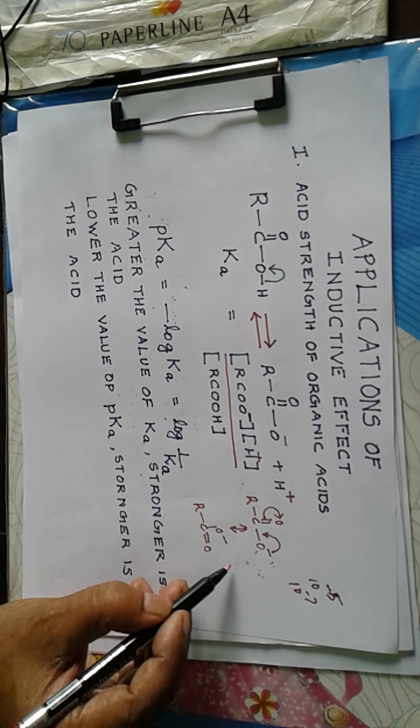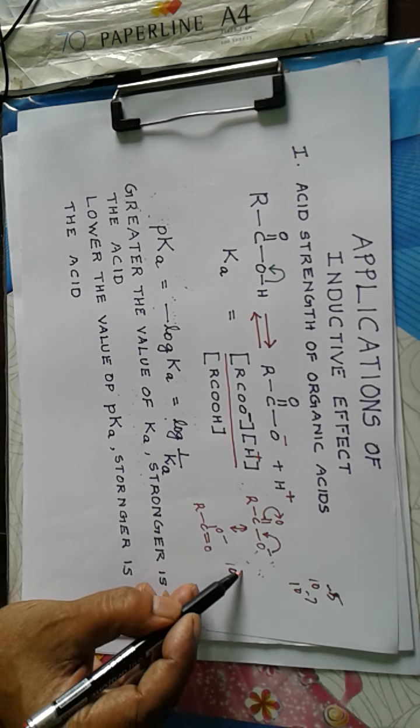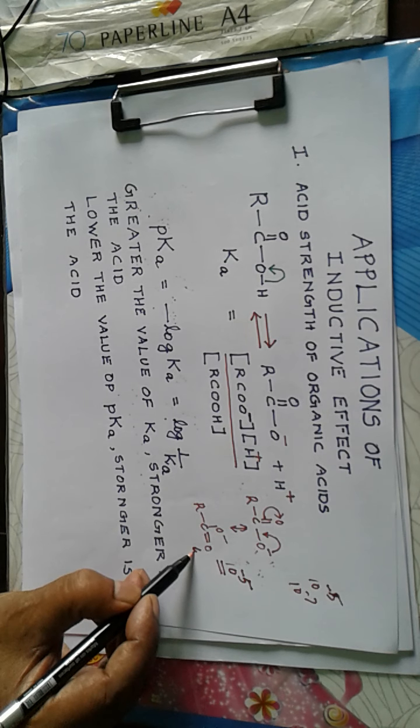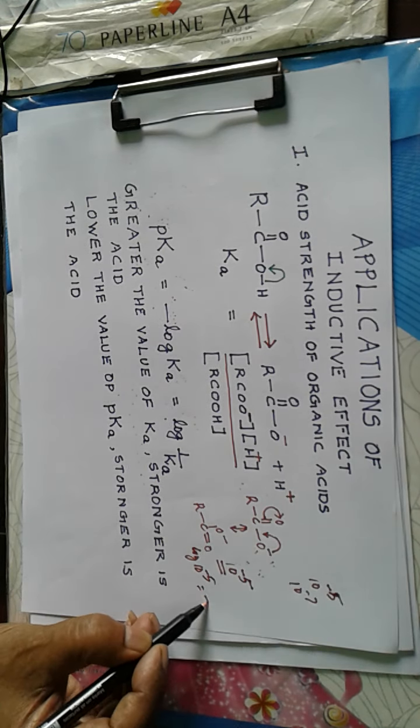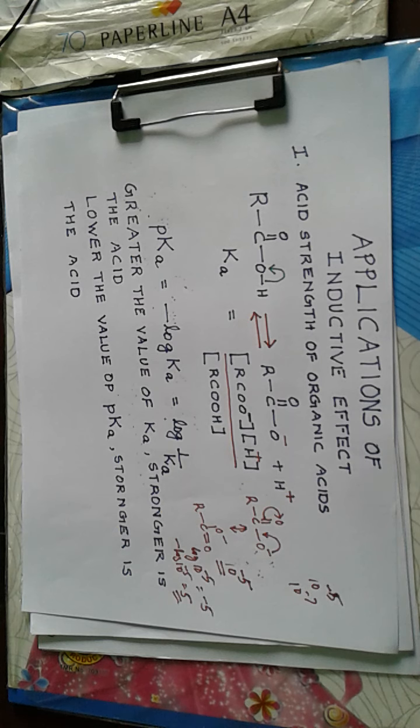Now you consider an acid whose ionization constant value is 10 raised to minus 5. Then log 10 raised to minus 5 equals minus 5. Therefore minus log 10 raised to minus 5 equals 5. So we get a quantity which can be handled easily. So we usually compare pKa values, though it is enough to compare Ka values also.